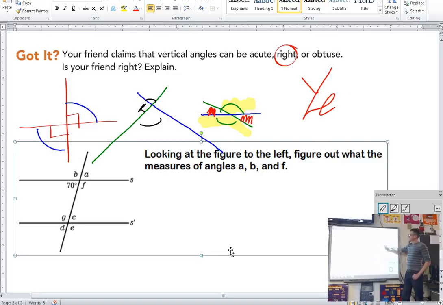So yes, your friend is right. Vertical angles can be any size: acute, right, or obtuse. Wait, does mine still work? Yeah, you showed vertical angles, but if this is a right angle, then all of these are right angles, and you showed the same vertical right angles again. So yours is fine, but it didn't show us acute or obtuse because you added the little square.